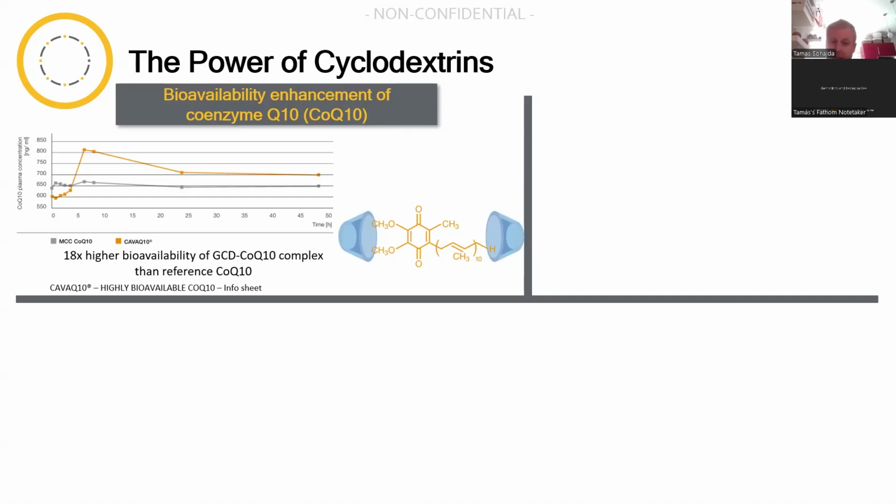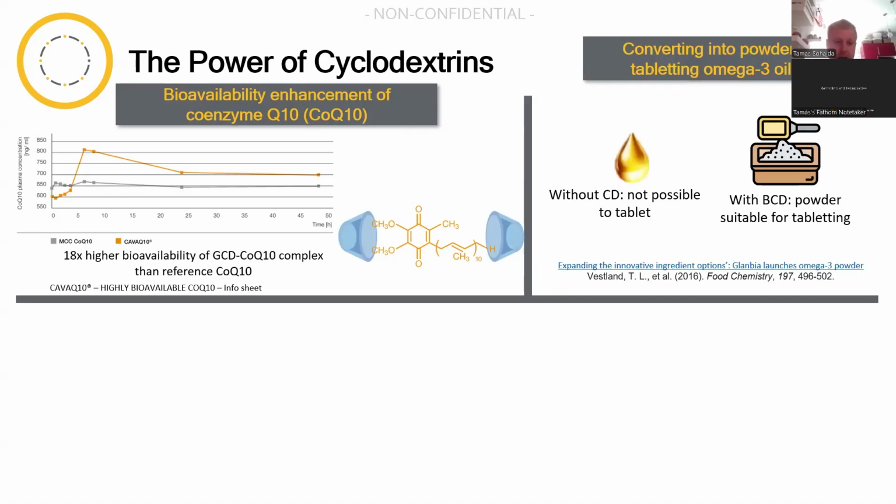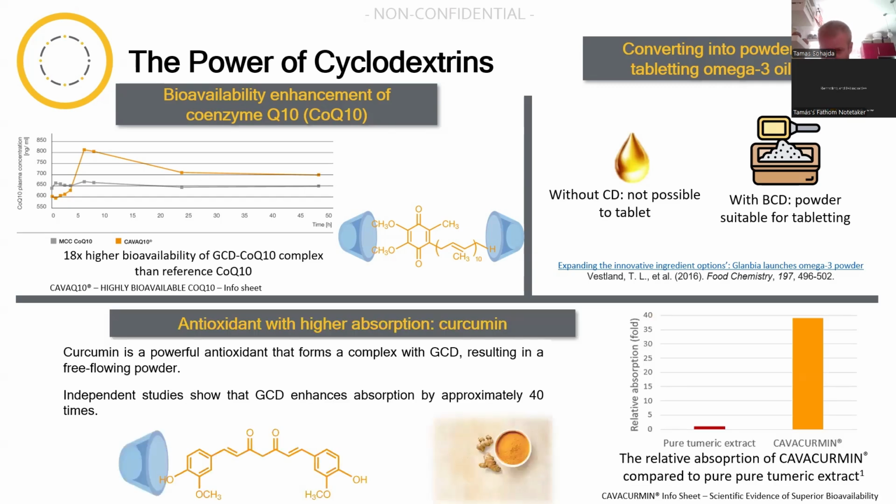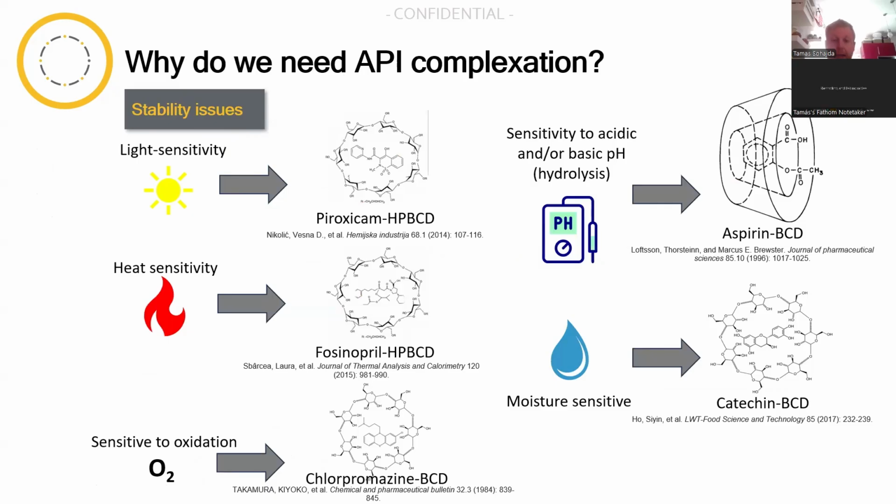Bioavailability enhancement, quite remarkable. As you can see, it's an example of coenzyme Q10 almost 20 times, making oils into powders, which is also improving bioavailability or absorption of certain compounds very dramatically. When it comes to stabilization, cyclodextrin can protect compounds, or at least is reported or known to protect compounds from almost all kinds of external forces, so light, heat, oxygen, pH. The most tricky is the moisture.